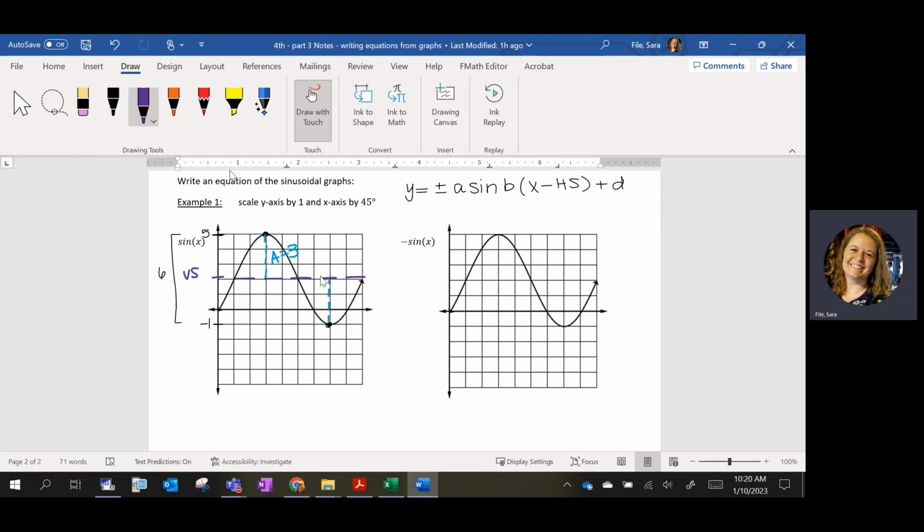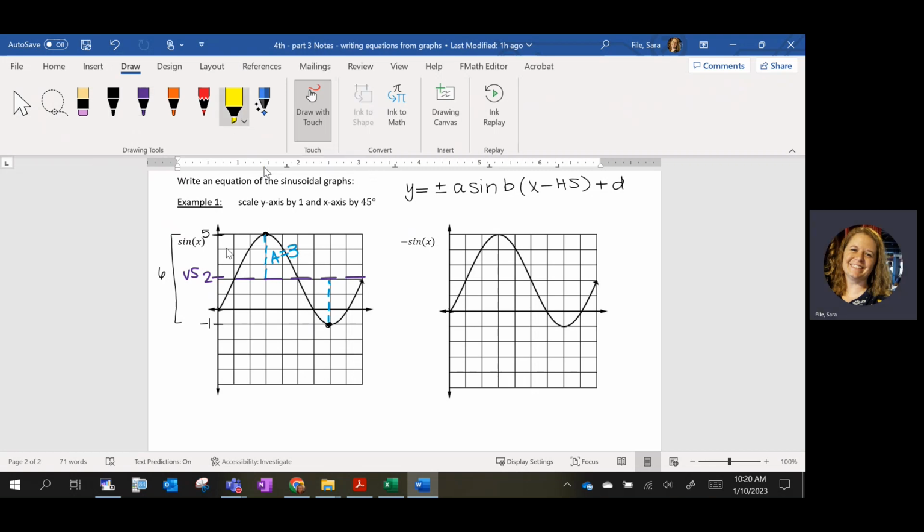Where is that midline? 2. So the vertical shift is positive 2. It's up 2. It's 2 above the x-axis. So I've got my vertical shift. I've got my amplitude. Okay, so now I need my period and my horizontal shift.